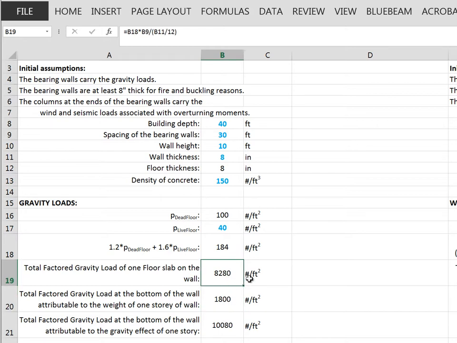So we have 8280 pounds per square foot associated with the load of the floor slab and the live load on that slab. And then we have 1800 pounds per square foot, which is the weight of the wall itself. And when we add those two together, we get this much pressure at the bottom of a single story that is the result of whatever floor that story is supporting plus the weight of the wall itself.